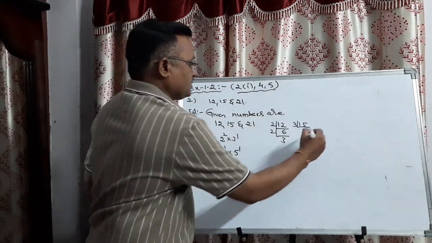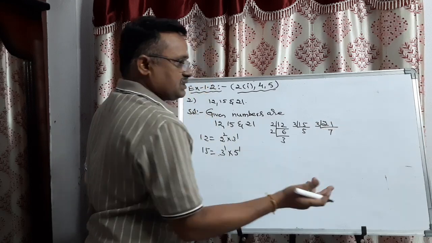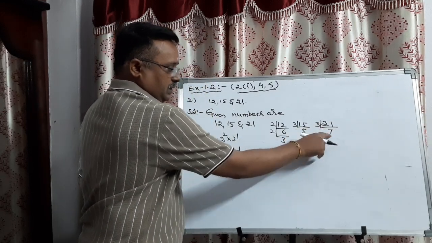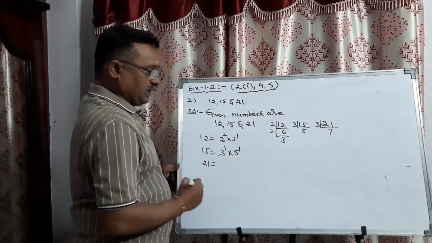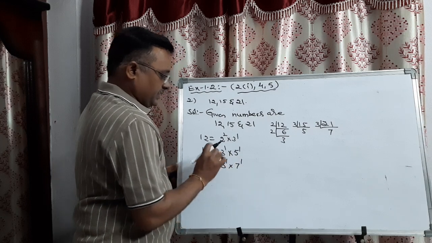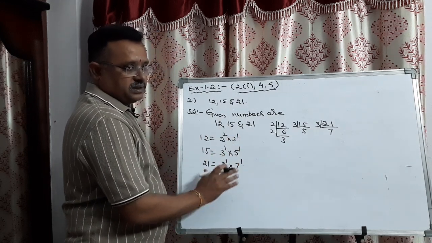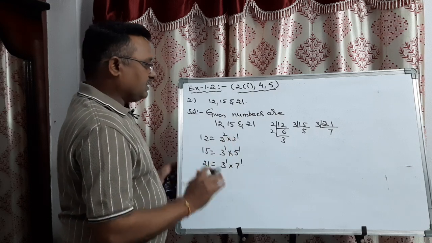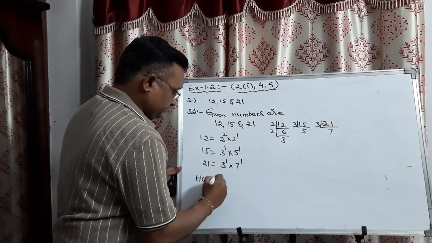And the third number is 21. 3 times 7 is 21. Both are prime numbers. Process stops. Now 21 is equal to 3 power 1 into 7 power 1. Am I clear? These are the prime factorization representations of each individual number. Then what we need to find out? We need to find out the HCF.